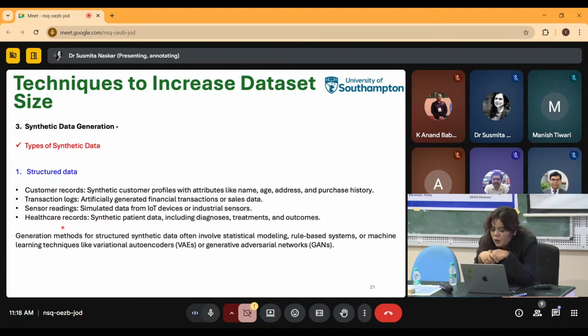That's another thing. So basically how it's being generated, it can be generated using statistical models, like you can use Gaussian copulas, or you can use a Bayesian network to sample new rows that can match the joint distribution, right? So that's how you can create that.